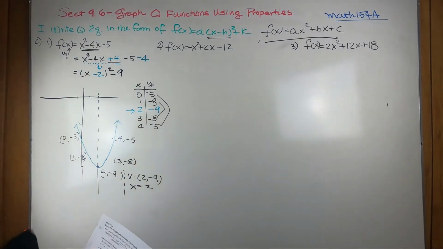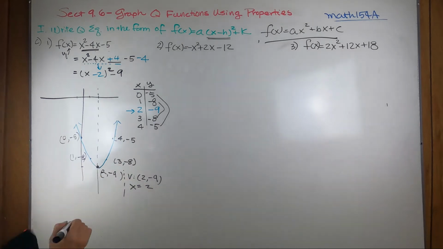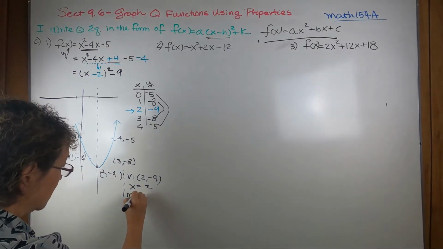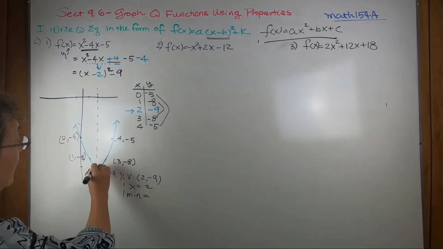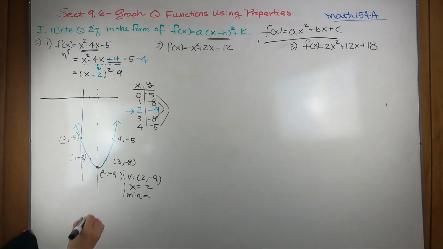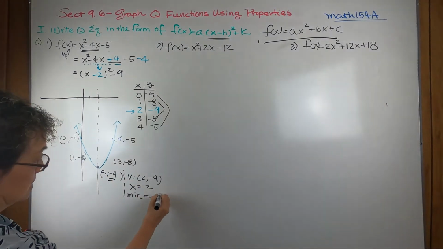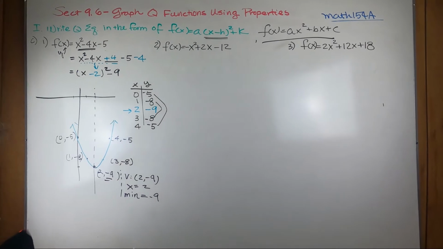We will also ask you, do you have a maxima or minima? So this one on the bottom is what? Minima. Minima is your y value. What's your y value? That's this guy, negative 9, right?